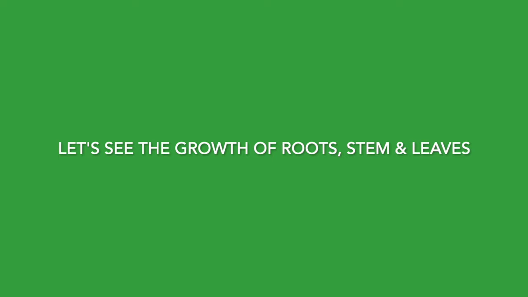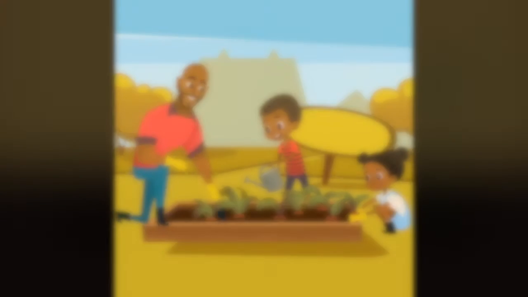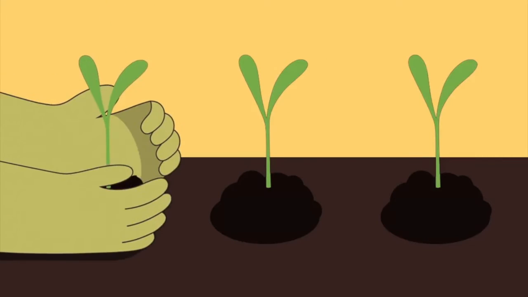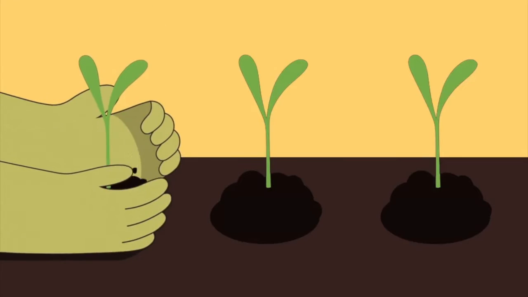Let's see the growth of roots, stem, and leaves. We put seeds in the soil. My children are helping me with the plantation. One by one, we are planting seeds in the soil.